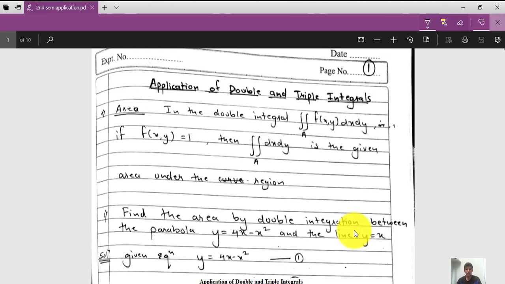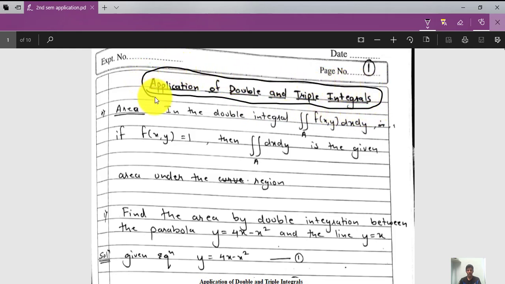Okay, hello everyone. So today this is lecture 5 of unit 4. So this will be the last concept. So we shall see today the applications of double and triple integrals, right?